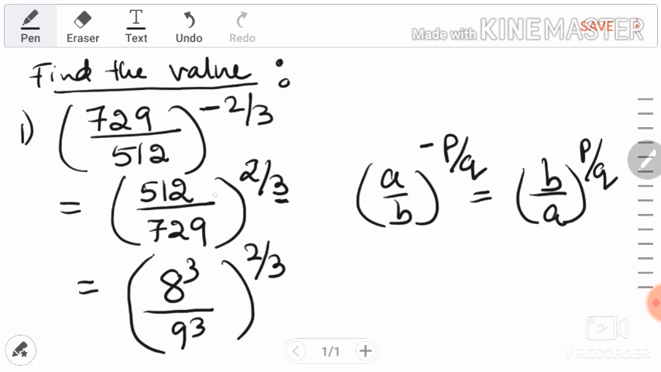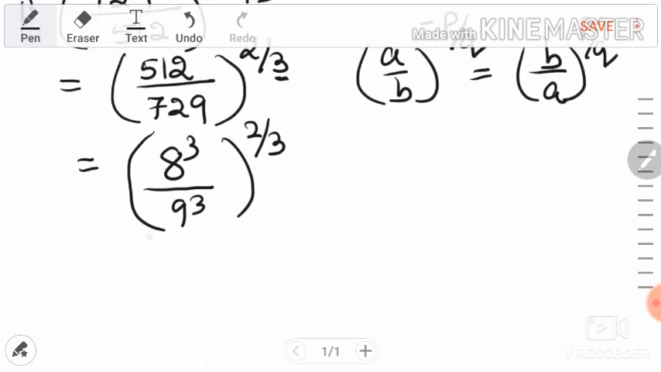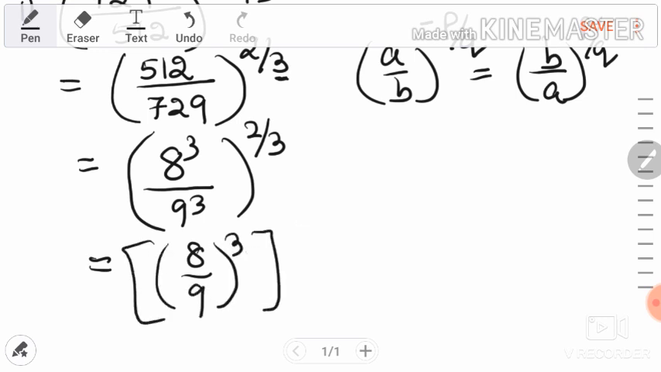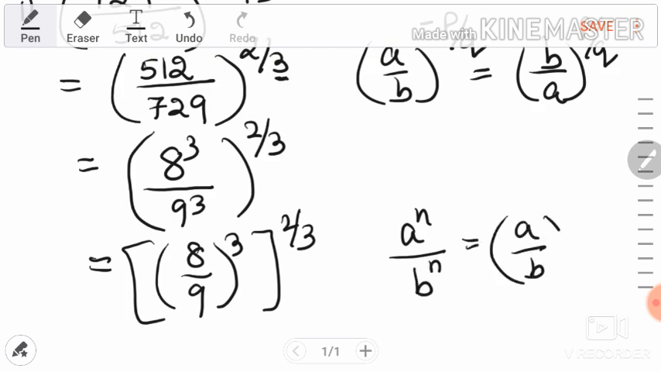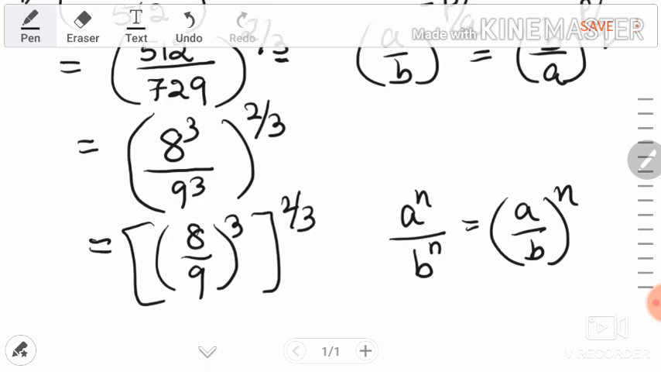You can find the factors of 512 and 729 by prime factorization method. Now this is equal to (8/9)^3 whole to the power 2/3. Here we have used the law a^n divided by b^n equals (a/b)^n.